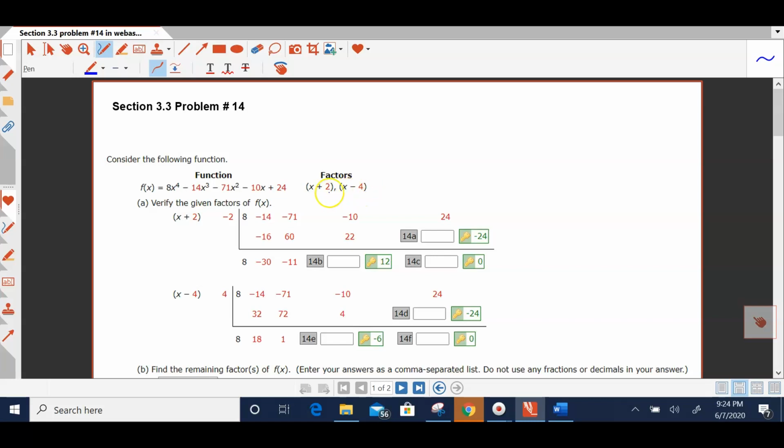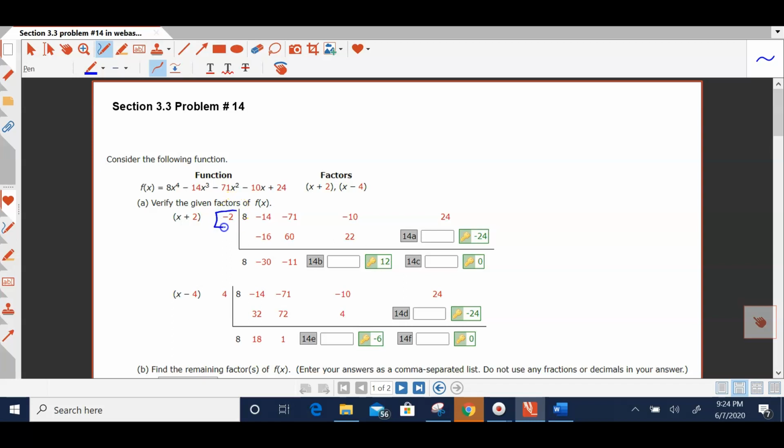They actually give us two of the factors. They say x plus 2 is a factor and x minus 4 is a factor. And we want to verify that those two are indeed factors. And the way we're going to do it is use synthetic division.